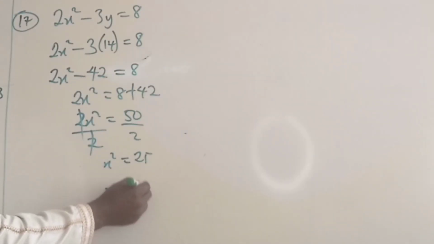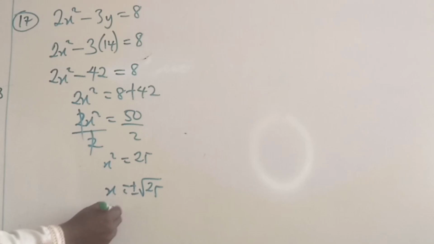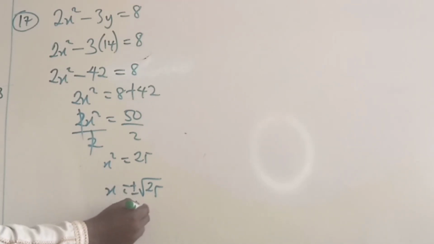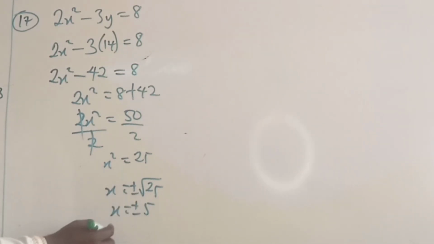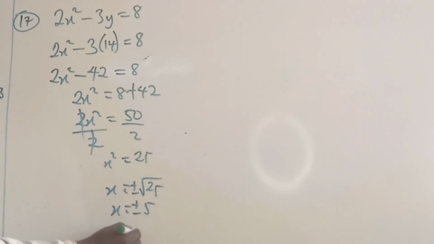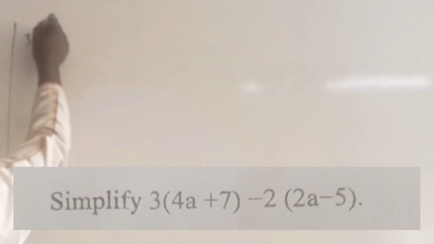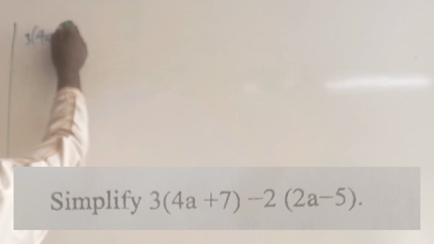That will give you x equals plus or minus square root of 25. Then x equals plus or minus 5. So the positive value of x is 5.